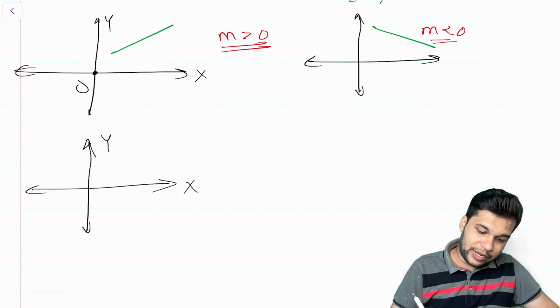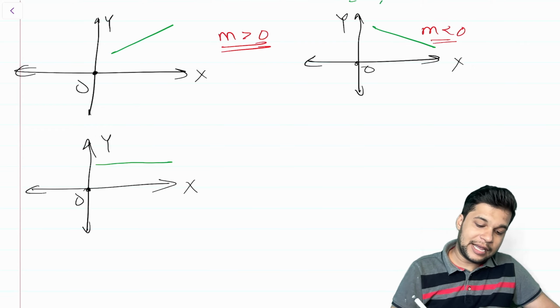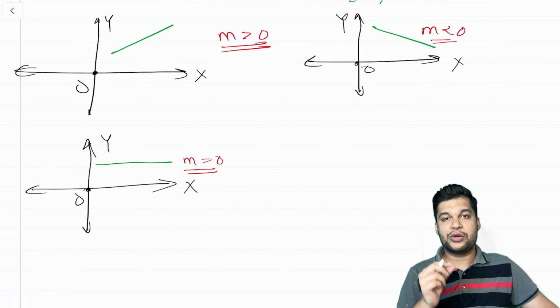Now the third case. This is your y, this is your x. If you have a horizontal line, what is the slope? The slope of a horizontal line is 0.